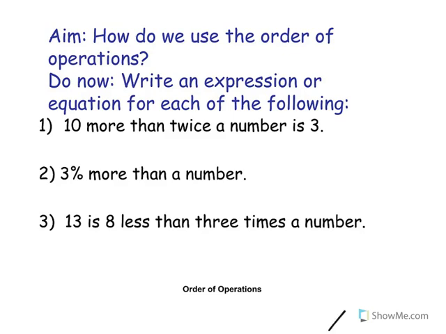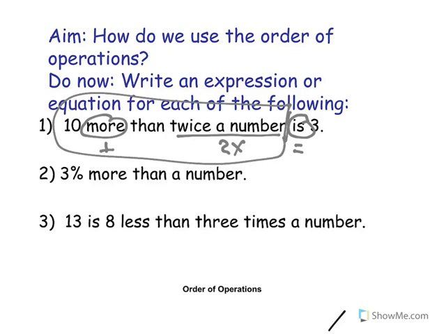We'll go over the do now. So the first question says 10 more than twice a number is 3. So more, right, we've got that addition. Twice a number, we have that 2x. And is, we've got our equal sign. So how am I going to do just this first part, right? 10 more than twice a number. Well, here's my twice a number. Here's 10 more than twice a number. And all we have to do for is 3 is put equals 3.